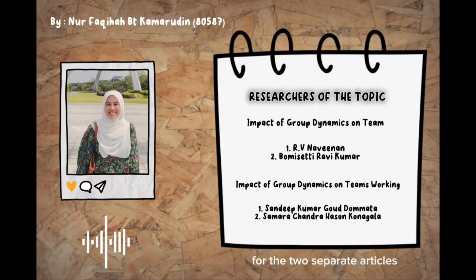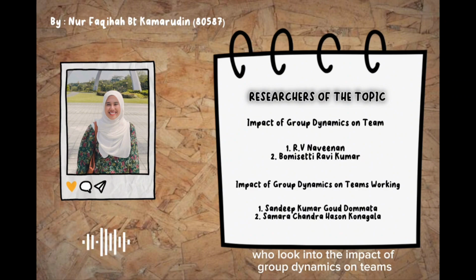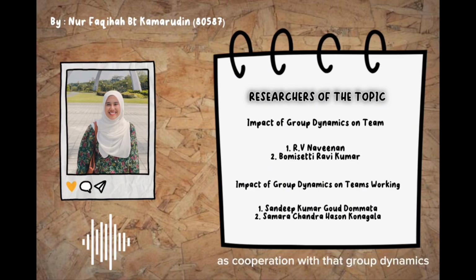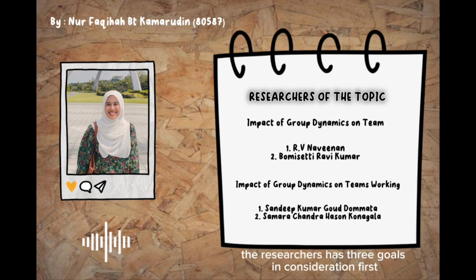However, in group aspects, tasks such as committees and so on affect the dynamics process of the groups more than individual efforts. For the two separate articles, there are four authors. Ravi Navinam and Bombi Sethi Ravikumar are two researchers who look into the impact of group dynamics on teams. Cooperation amongst team members is undoubtedly impacted by group dynamics, as cooperation without group dynamics can make things challenging. Thus, the researchers have three goals in consideration.